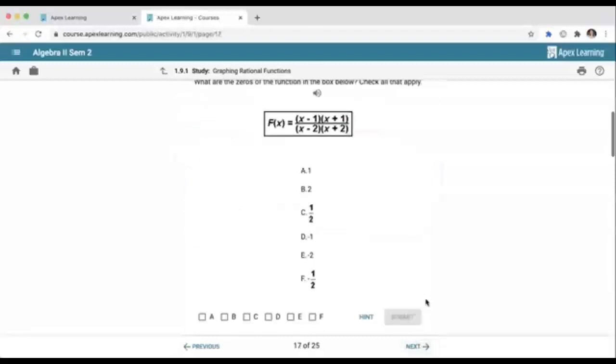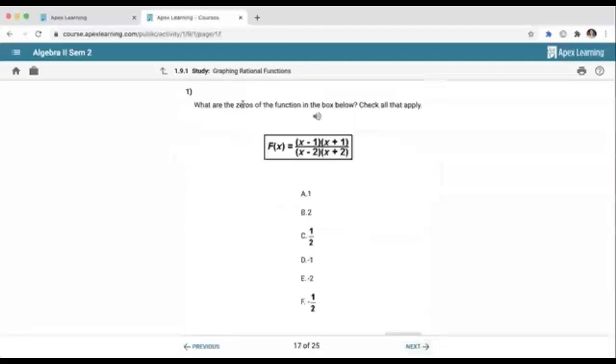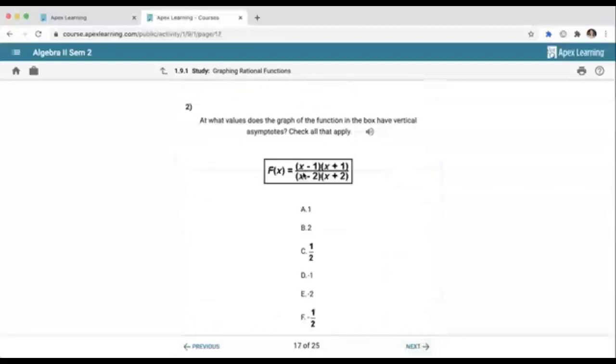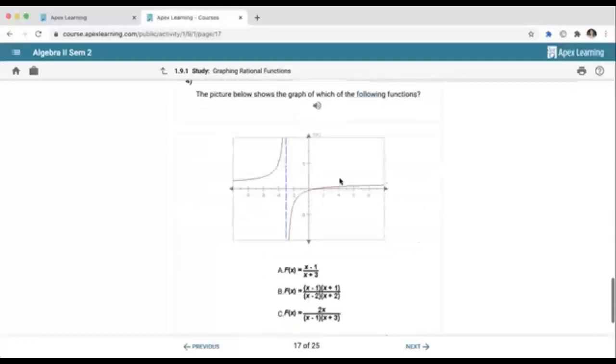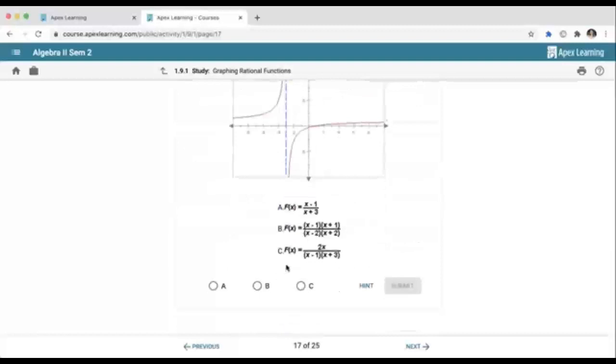Same thing here. Be really careful whether it's asking you for a zero or asking you where something is undefined. So where would it have a vertical asymptote? That's where the function is undefined. So where is the bottom equal to zero? And then being able to identify those major features in the graph. So now we're adding on a little bit more. We're not just looking for where we have our asymptotes, we're also looking for where, if any, we have any 0 points.